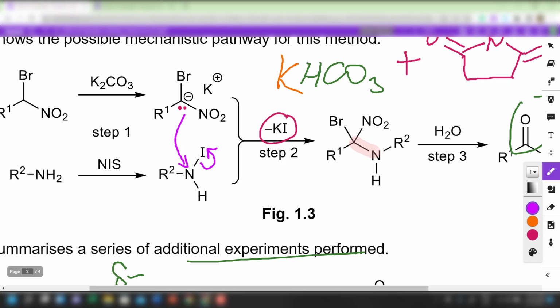And then the K plus over here will combine. Maybe I should highlight in blue. So this K plus and this I will combine to give me the KI. So the mechanism is as simple as just a one-step SN2-like kind of reaction.